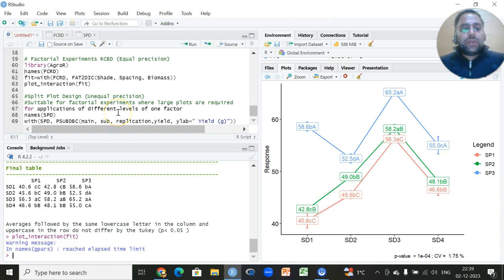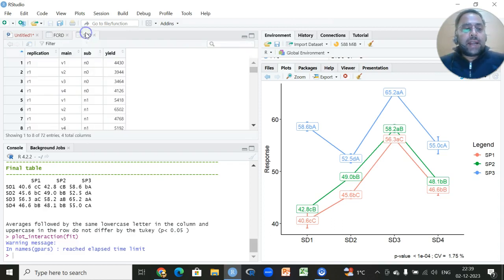It is suitable for factorial experiments where large plots are required for application of different levels of one factor. So we have a data set for that, which is known as SPD, and it is already imported. We have a block variable here, which is actually the replications, then a main plot factor and a subplot factor, and a response variable.